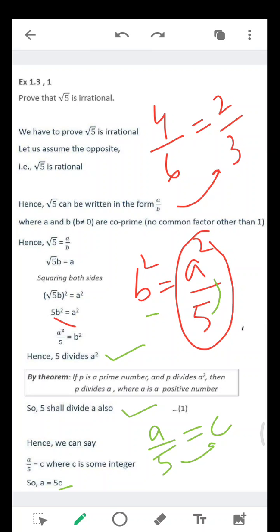So listen carefully to each and every step. Okay, this is a theorem, so it may be confusing for you, but you can understand it if you concentrate. So I am taking a is equal to 5c because 5 divides a. If 7 divides a, I take a is equal to 7c. If 2 divides a, I take a is equal to 2c. Where c is some integer, so I am taking a is equal to 5c.